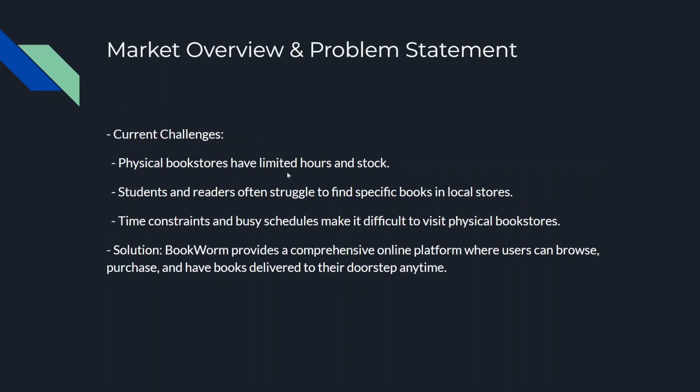So what is the problem statement? Physical bookstores have limited hours and stocks. They can only open for 8 to 9 hours during the daytime. Students and readers often struggle to find a specific book in the local store. If they require a specific book, they may not be able to get it from the local store. This is the main problem. The third one is time constraints, and a busy schedule makes it difficult to visit the bookstore. So these are the three basic problems that we are going to tackle in this solution of the BookWarm application.